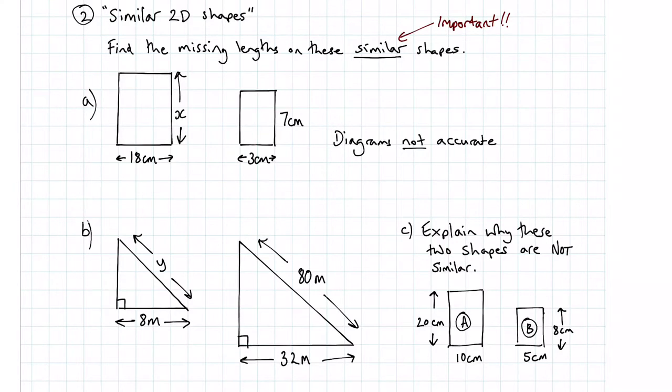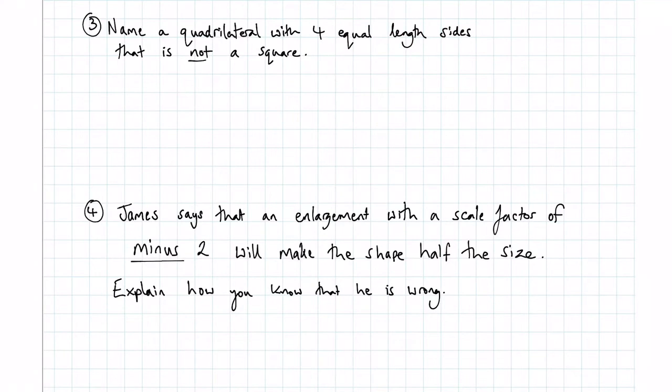On to question 3. Question 3, name a 4-sided shape with 4 equal length sides that's not a square. And question 4 is about a misconception to do with enlargements. When we worked in class, some of you thought that an enlargement scale factor -2 would make a shape half the size, and it in fact doesn't, and it's your job in this question to explain what that actually does. If you'd like to draw a diagram to support that, that would be good.